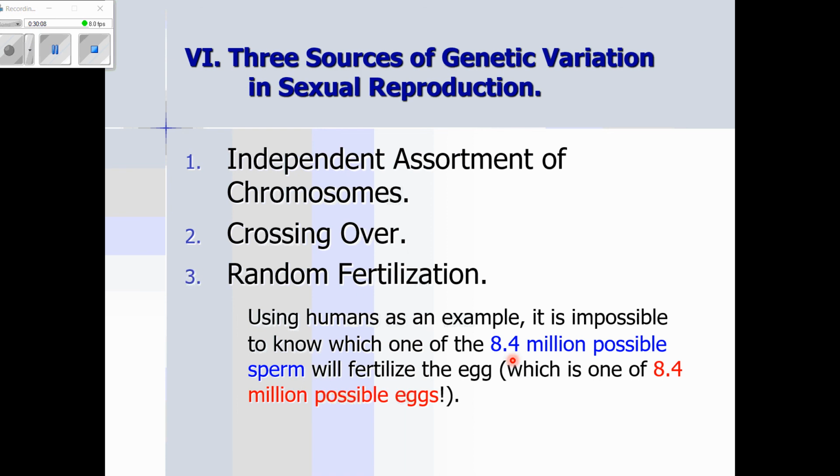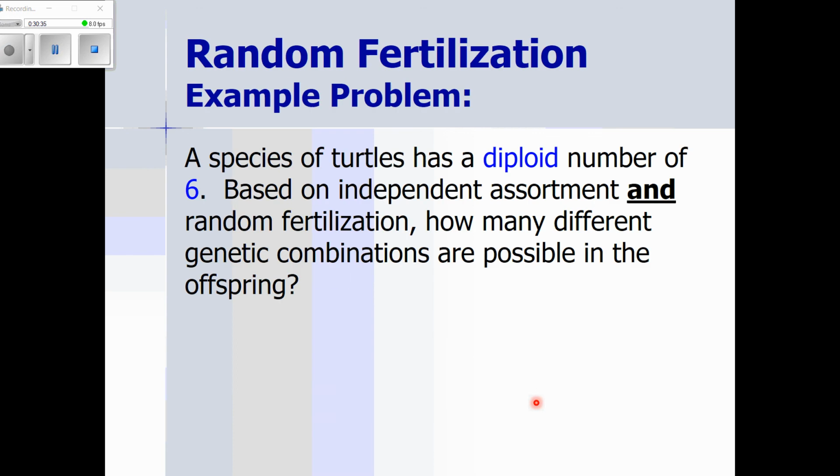And they're swimming towards the egg. It's impossible to know which sperm is going to reach that egg. The sperm that gets there first is the winner, and that's the sperm that will fertilize the egg. But there's millions and millions of different possible sperm, and they each have a different combination of genes, and it's impossible to know which sperm will fertilize the egg. That's what we mean by random fertilization.